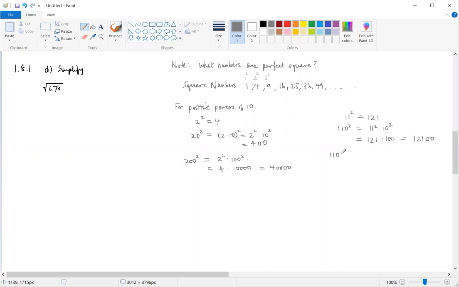Okay, just do one more. What if we have 2 zeros instead? 11 squared, 100 squared. This is 11 times 100. So the 11 squared and then the 100 squared. That's 121 and then 4 zeros.